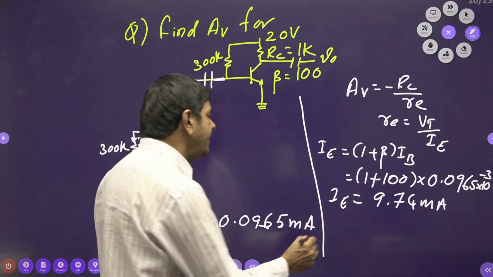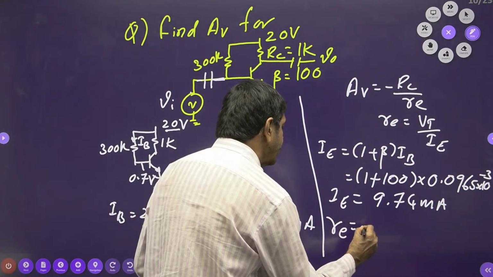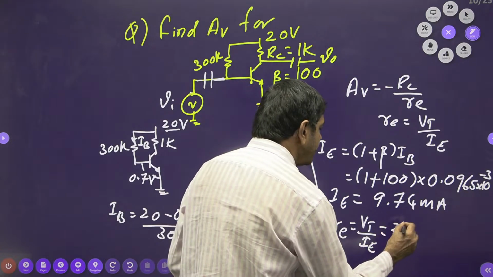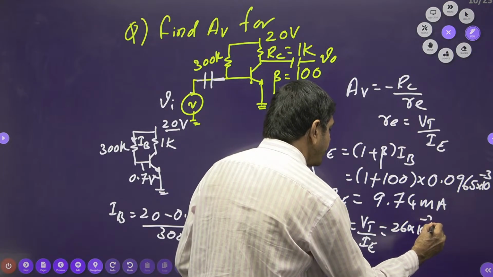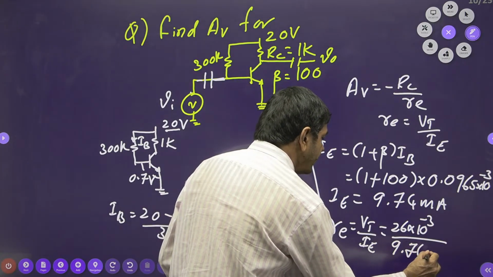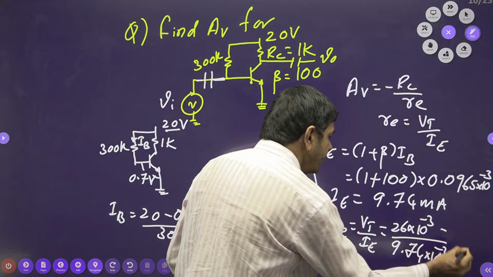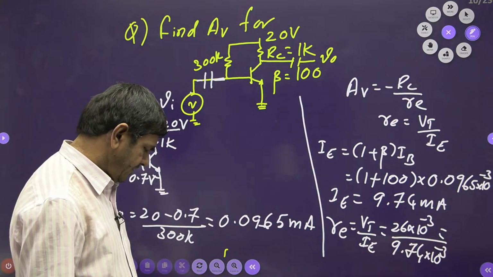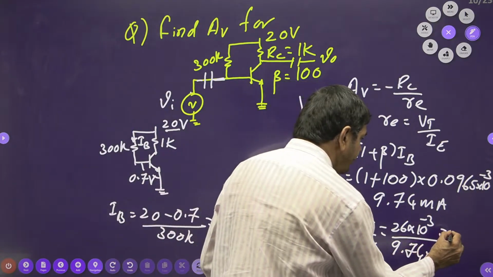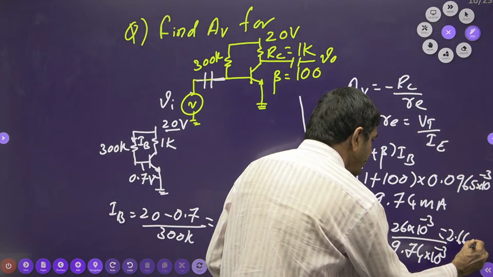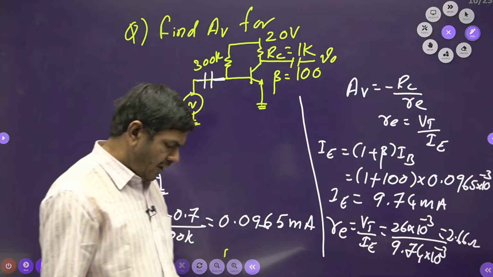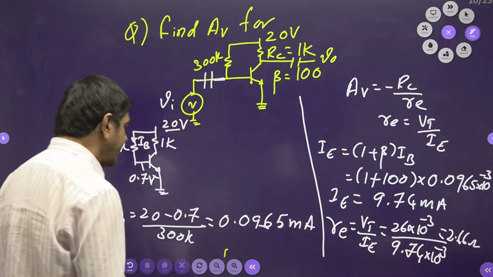By using this IE, I can determine the re value. re is nothing but VT by IE. VT is 26 millivolts divided by IE, which is 9.74 milliamperes. Its value will be 2.66 ohms. Once you get this re value, you can find the voltage gain.